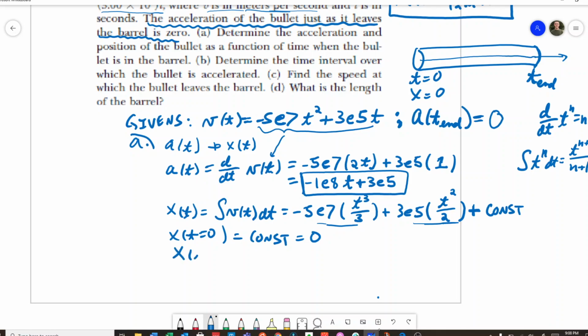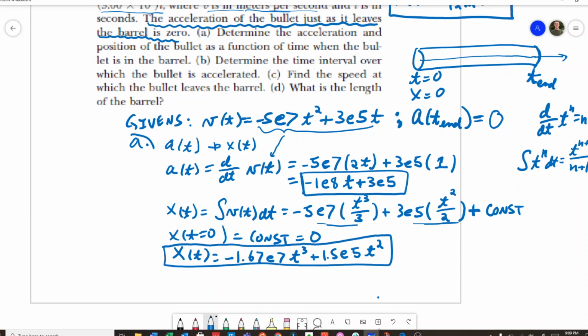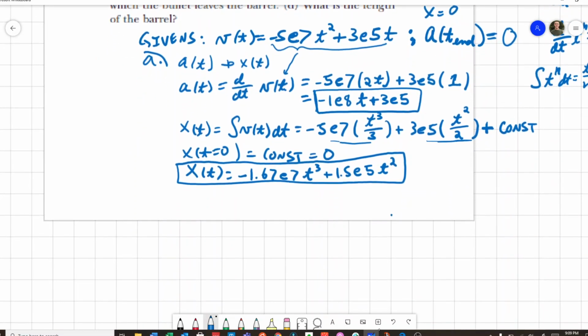So then I have x(t) is equal to, just multiplying the 1/3 and the 1/2 through, minus 1.67 times 10 to the 7th t to the 3rd plus 1.5 times 10 to the 5 t squared. There. That's it for part A. I have my acceleration and position functions.